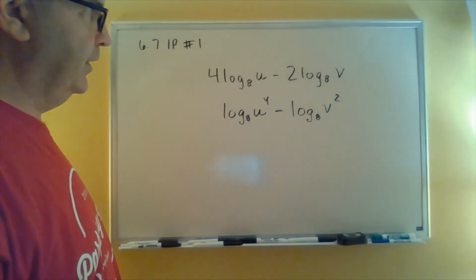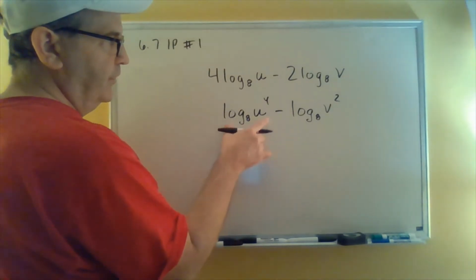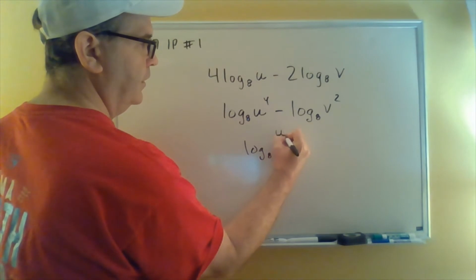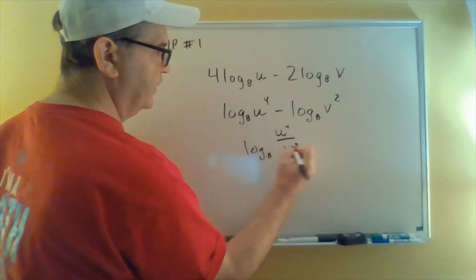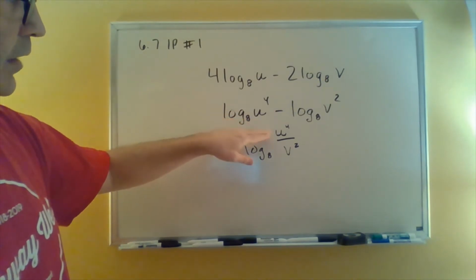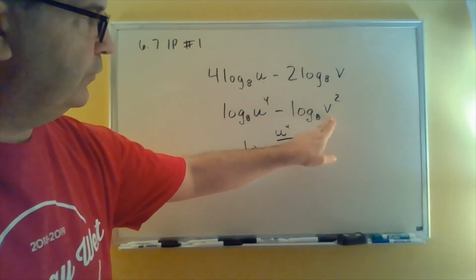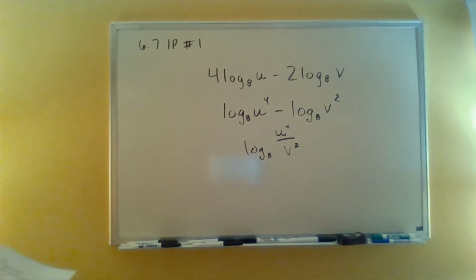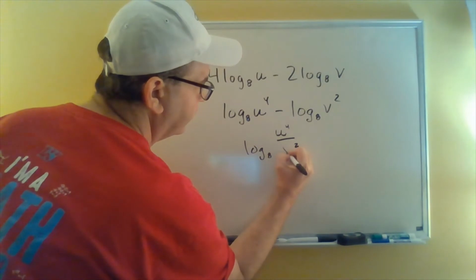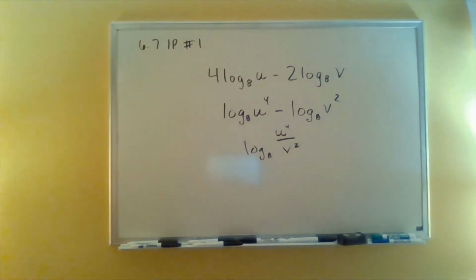Now I'm going to employ the quotient property, which means I'm going to have the log base 8 of u to the 4th over v squared. What I did was I took this first term, and that became my numerator. My second term, v squared, became my denominator. So my answer to number 1 is the log base 8 of u to the 4th over v squared. Perhaps I can make that a better looking v for you. Okay, log base 8 of u to the 4th over v squared.